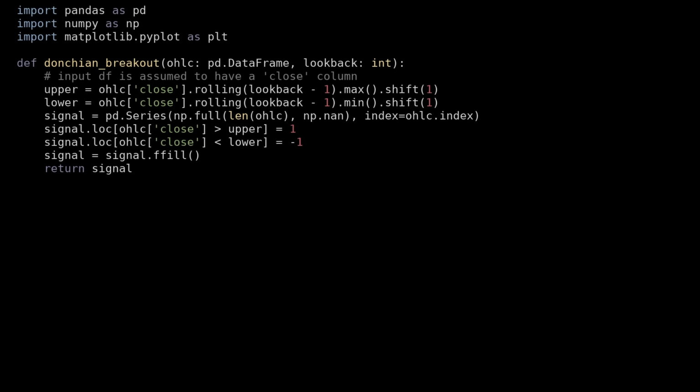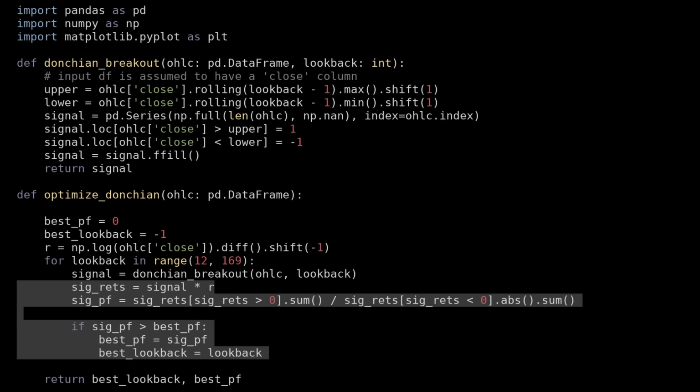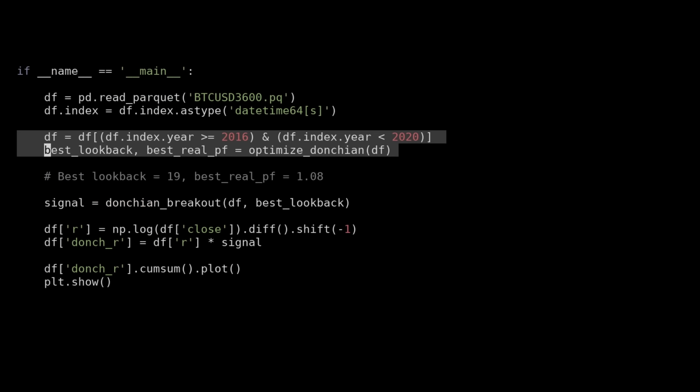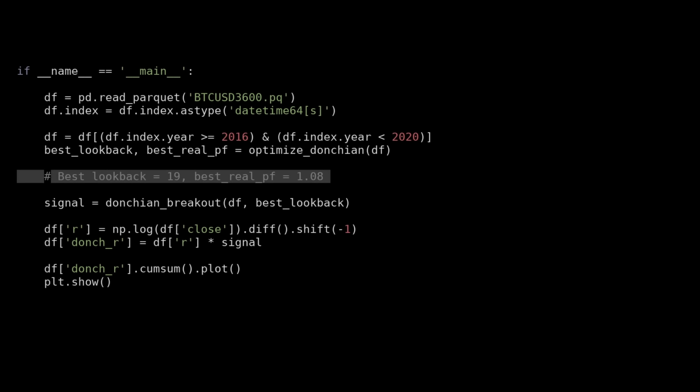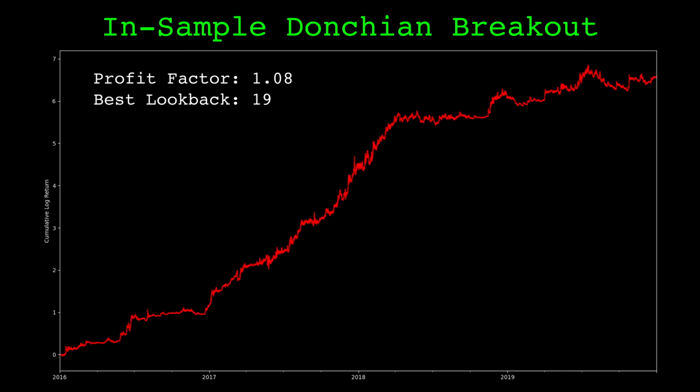The strategy needs a lookback, so we can test several and pick the best. Here's a grid search to do that. We loop through a wide variety of lookback values and find the one with the best profit factor. I ran the optimization on hourly Bitcoin data from 2016 through 2019. Over those 4 years, the best lookback was 19 with a profit factor of 1.08. I first like to look at the in-sample performance. Since these are log returns, the cumulative sum of the strategy returns will give us a crude backtest.